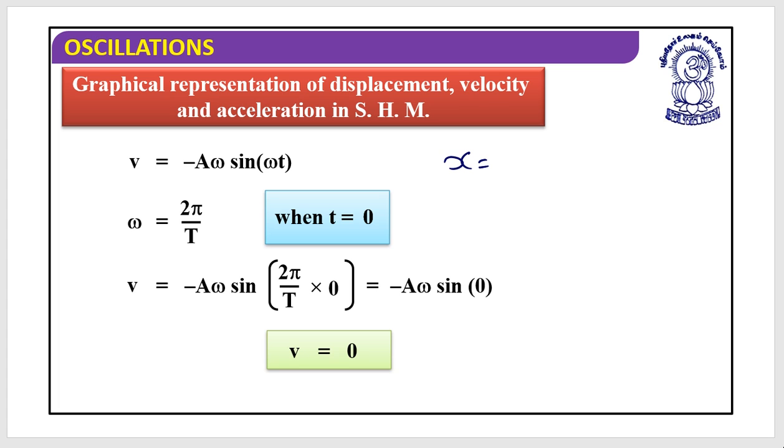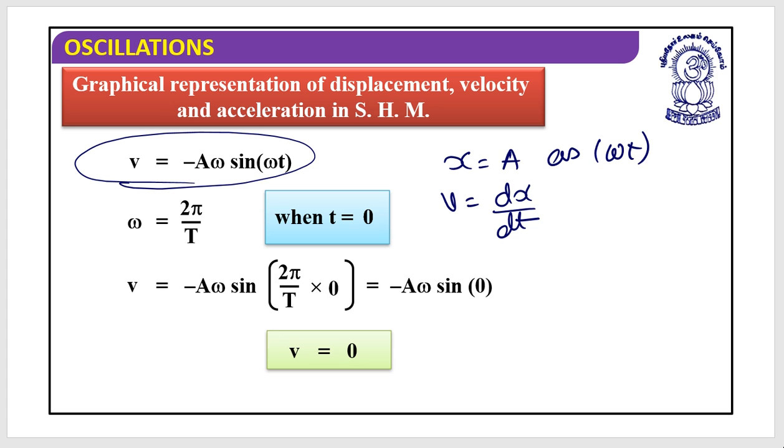So if x is equal to a cos omega t, I'm going to get v by differentiating it with respect to time. That is, v is equal to dx by dt, which is equal to minus a omega sine omega t. If such is the situation, then omega is equal to 2 pi by T. Let's say when t is equal to 0, v is equal to minus a omega sine of 2 pi by T into 0, and this is sine 0 degrees. If it is sine 0 degrees, its velocity would be 0 at t equal to 0.